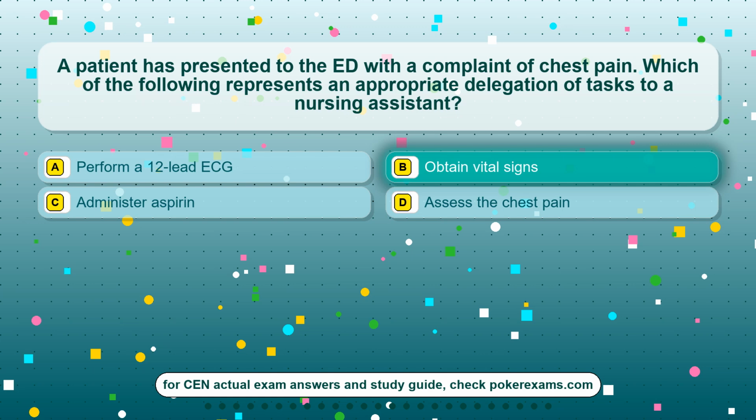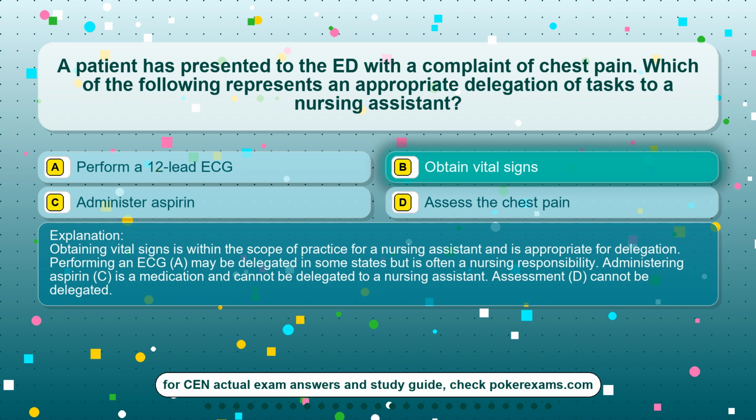The correct answer is option B, obtain vital signs. Obtaining vital signs is within the scope of practice for a nursing assistant and is appropriate for delegation. Performing an ECG, A, may be delegated in some states but is often a nursing responsibility. Administering aspirin, C, is a medication and cannot be delegated to a nursing assistant. Assessment, D, cannot be delegated.